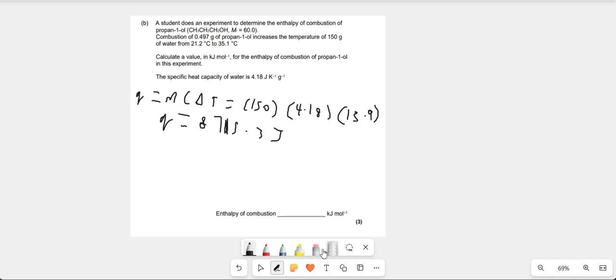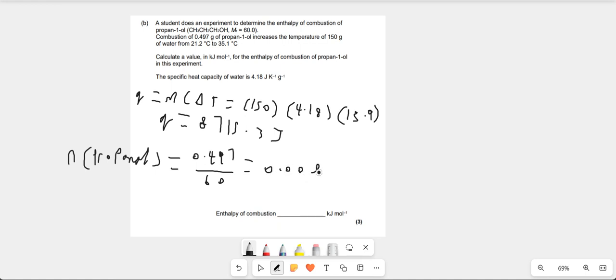Now, what do I need to find? Now I need to find the moles, because enthalpy is just energy divided by moles. So the moles, n of propanol, means moles of that. That's just going to be the mass divided by the MR. The mass is 0.497, it tells you, and then divide that by the MR. The MR is going to be 60. So that's going to give you moles of 0.008.